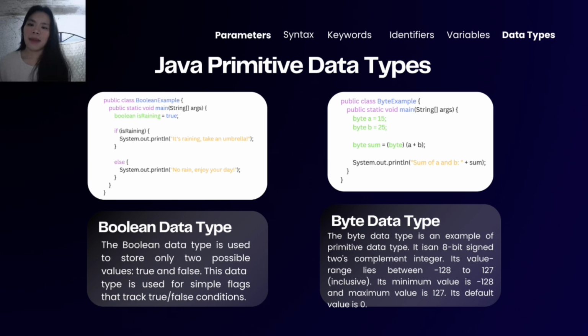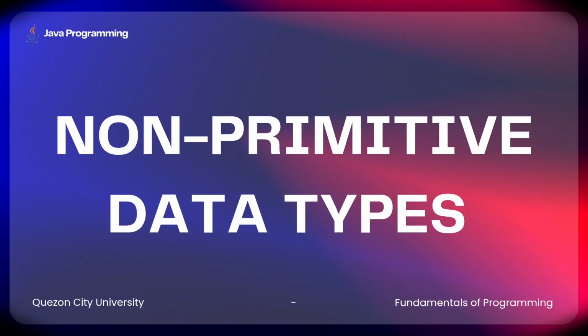The byte data type is an 8-bit signed integer that can store values from negative 128 to positive 127. It is often used to save memory when working with large amounts of data. In the example above, two byte variables A and B are added together, and the result is stored in another byte variable named sum.